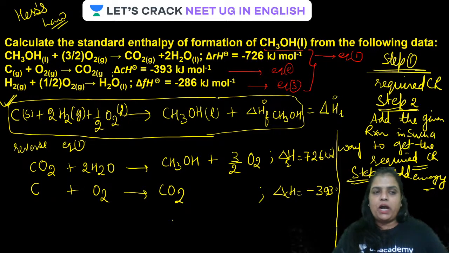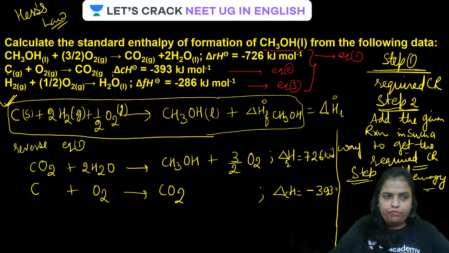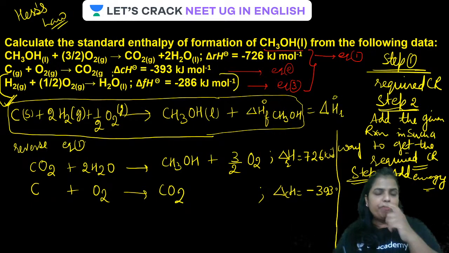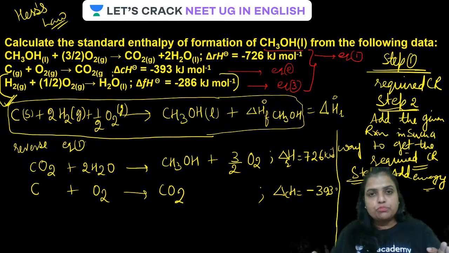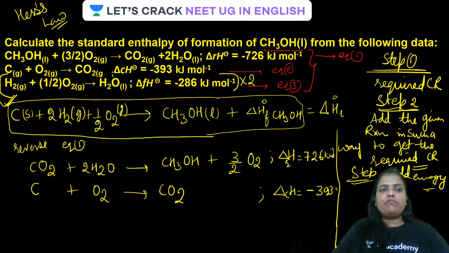Now, how much hydrogen do we need? We need 2 moles of hydrogen. This particular equation 3 is actually only for 1 mole of hydrogen, but we need 2 moles. So the entire equation 3 will be multiplied by 2. Remember, energy is an extensive property, therefore this will also be multiplied by 2. Clear? Then only are we going to get 2 moles of hydrogen.